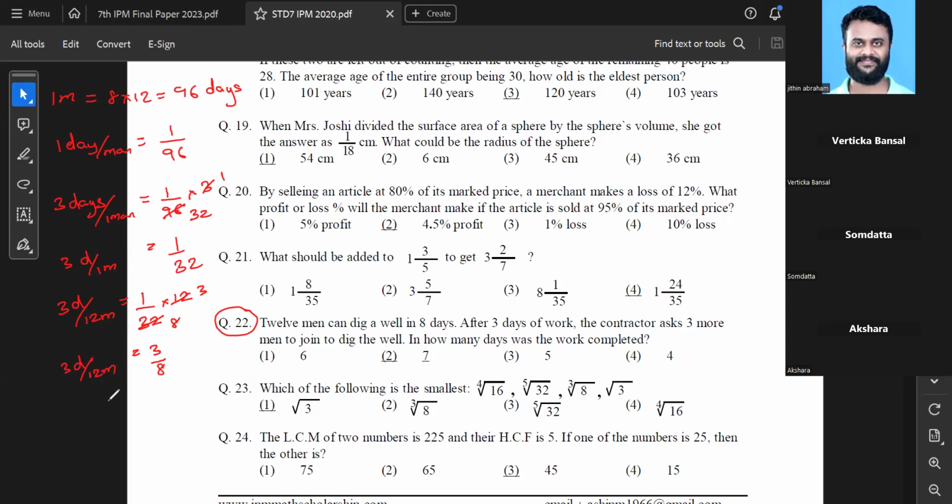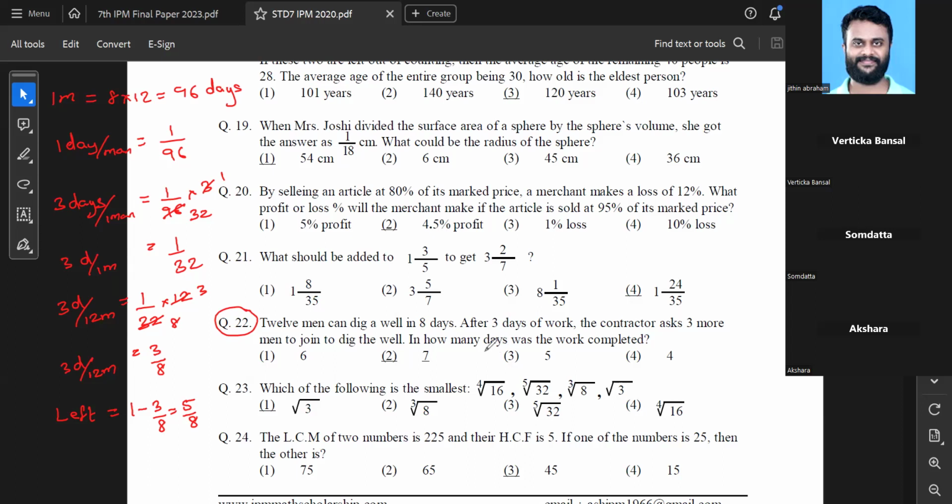In 3 days, like after 3 days by 12 men. So, how much is leftover work? Leftover work is obviously total work, which is 1 minus 3 by 8. That is 5 upon 8 of the work left to complete. Okay, take it. 5 by 8 is left.